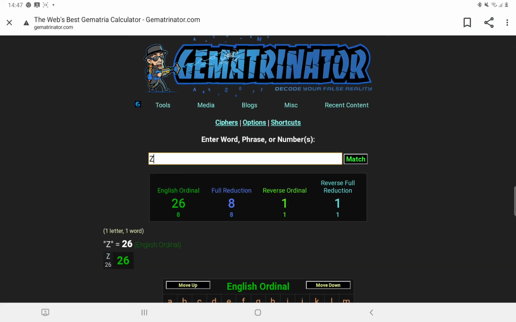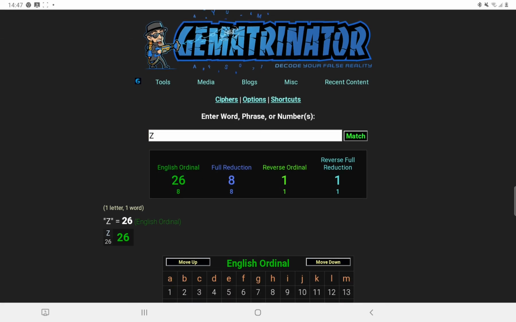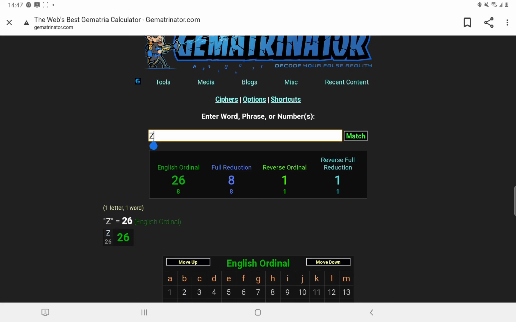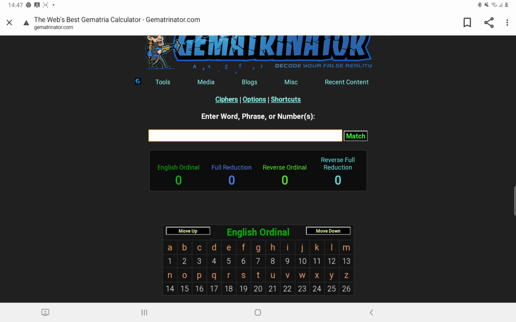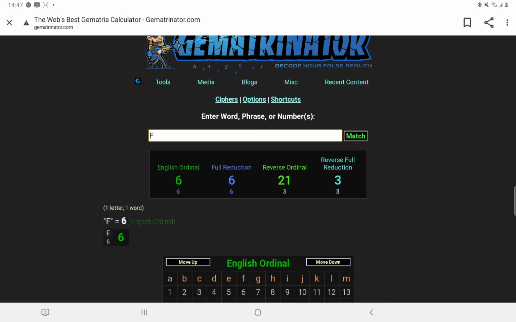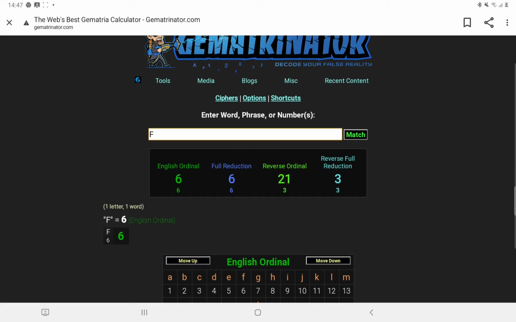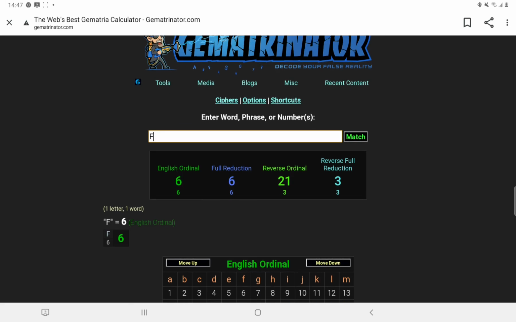So you go backwards on the alphabet in reverse ordinal. So if we did Z, look, that would be 26 in the English ordinal because it's a 26 letter. But in reverse, it would be 1. So of course, we'll just go down. Look, A is 1 in English ordinal and 26 in reverse ordinal. B is 2 in English ordinal because it's the second letter. But if you go backwards, it's a 25th letter. Does that make sense? So anyway, let's go to F. Of course, it means 6. Look, in English ordinal, it means 6 because it's a 6 letter. It's a single digit.